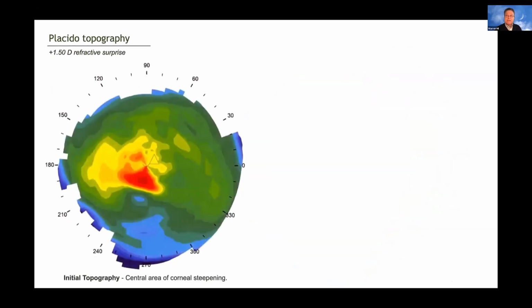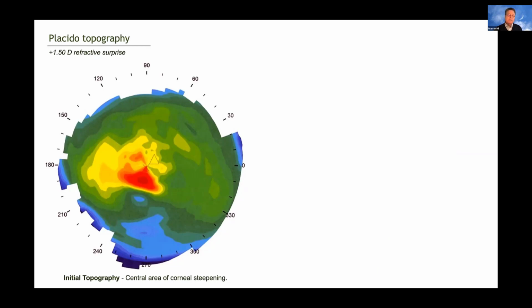So here's an example. This is a lady who wanted to be minus 1.50. She didn't want to wear glasses for doing intermediate work, and she ended up plano in 2020, and believe it or not, she was actually very unhappy. Her doctor sent her to us to find out why she had a refractive surprise, and this was an axial curvature map that we did on her just as she showed up in the clinic.